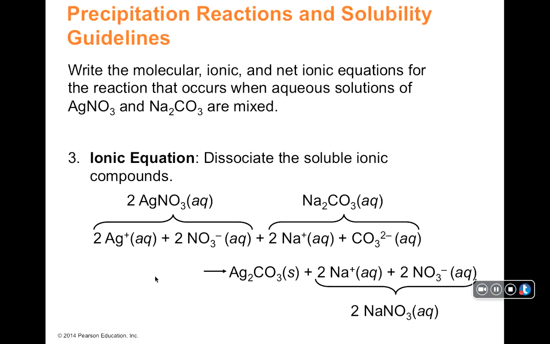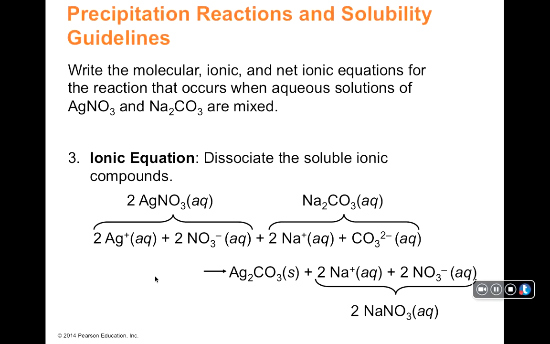So we've got 2 silver nitrate, so that's going to break up into 2 silver ions and 2 nitrate ions. We know that their charges are +1 and -1. We've got sodium carbonate. We know carbonate has a -2 charge, and we know that each sodium ion has a +1 charge, and there's 2 of them. So that's where you get the 2 in the front. And then the products here, we know that silver carbonate is a solid, so it stays intact as is. And the other product is sodium nitrate, and we split those into their ions, the sodium ion with a +1 charge and the nitrate with a -1, and there's 2 of each of those. So we have the ionic equation.